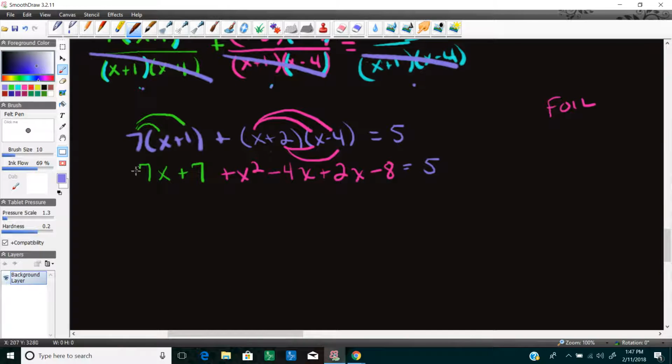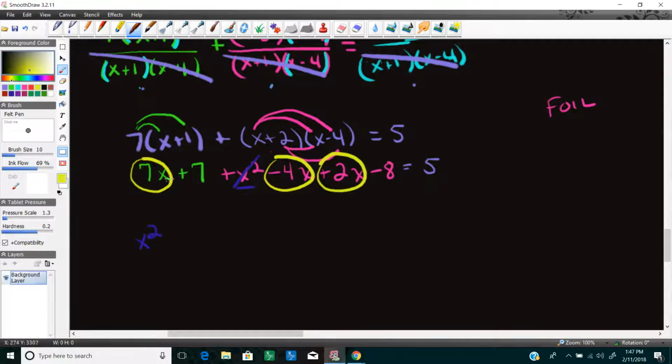So now we have to combine like terms. I'm going to go ahead and do that next. I can see here that my biggest exponent is this one, so let's start with the x squared. x squared goes first. Then I have x's. I have 7x right here, negative 4x right here, and positive 2x right here. So I need to combine all of these.